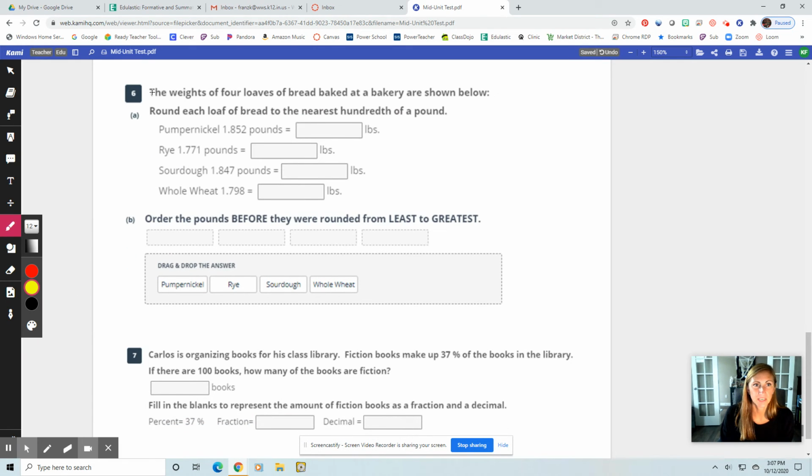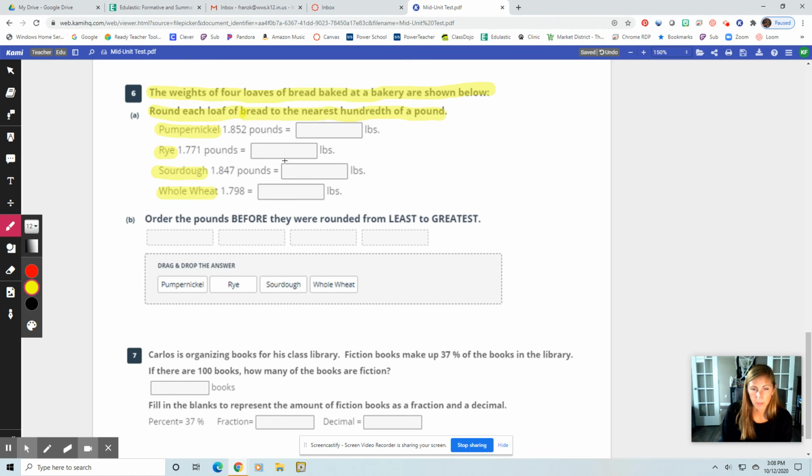So number 6 says the weights of 4 loaves of bread baked at a bakery are shown below. We have to round each loaf of bread to the nearest hundredth of a pound. So we're going to take each of these numbers and round it to the hundredths place value. So you might want a piece of paper to be able to see and do that. But you're going to type in what's the pumpernickel rounded to the nearest hundredth, the rye rounded to the nearest hundredth, sourdough bread rounded to the nearest hundredth, and whole wheat rounded to the nearest hundredth.